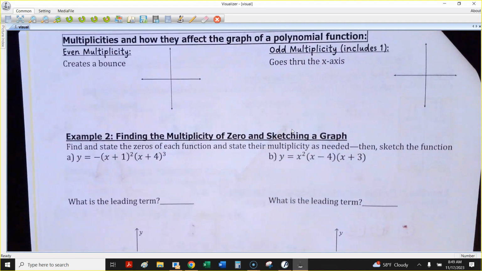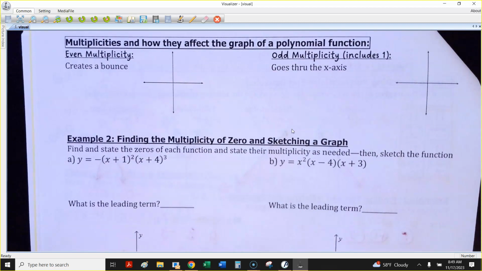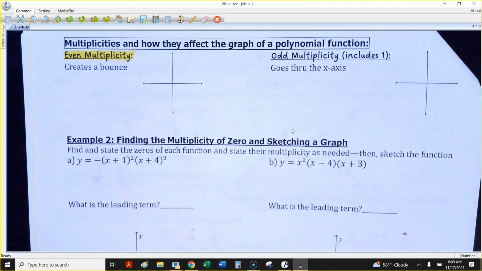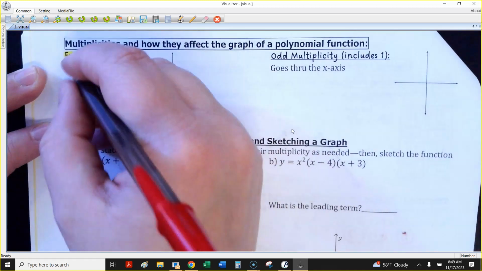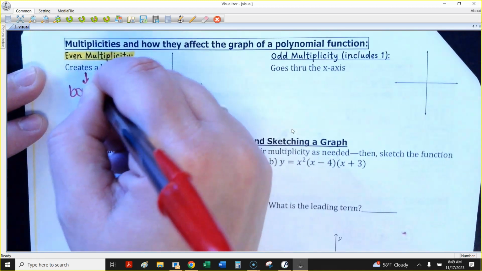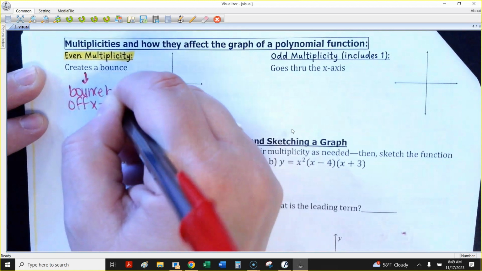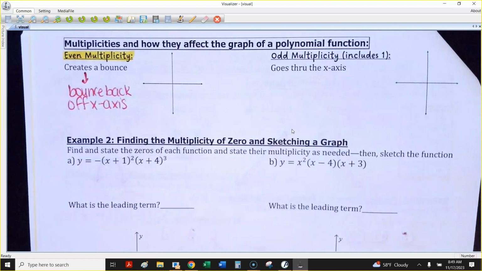All right, so I'm just going to make up a little teeny tiny example. If you have an even multiplicity, so that just means I'm going to have an exponent on my little factor that's an even number, it's going to create what we call a bounce. A bounce, basically, is where you bounce back off the x-axis, whatever direction you came from. You're going to bounce back. So you don't go through the x-axis, you go back the direction that you came.